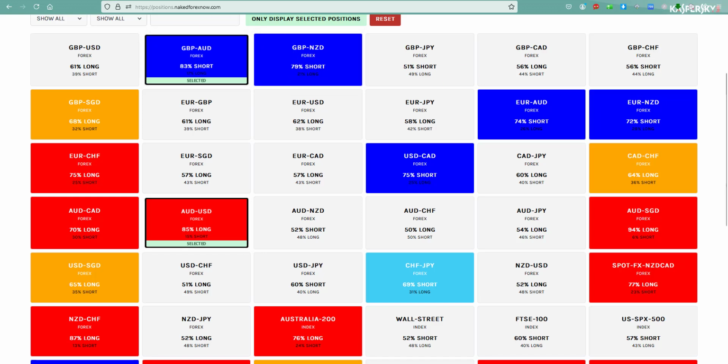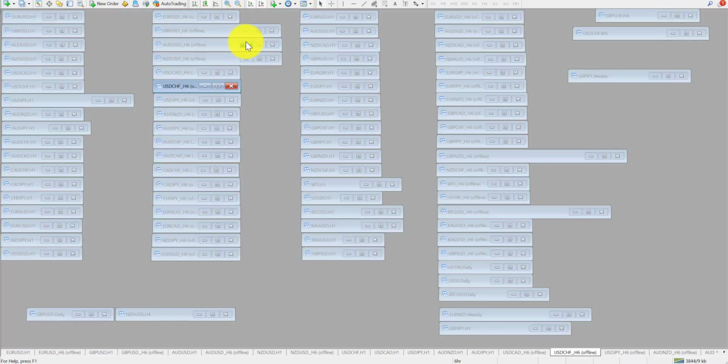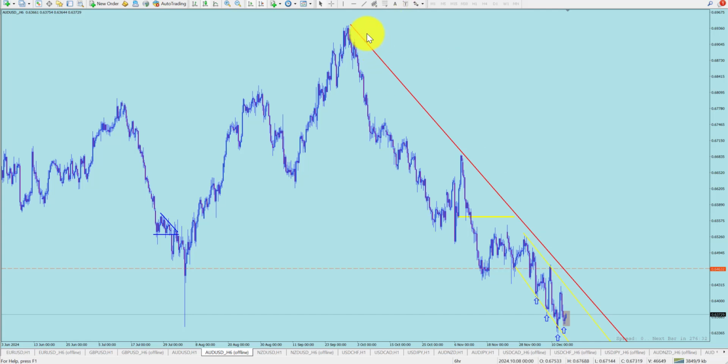The market is going down on the Aussie, right? So the market on the Aussie is down. There's no doubt it's going down. It's been going down since September, right? So the market on the Aussie is going down.